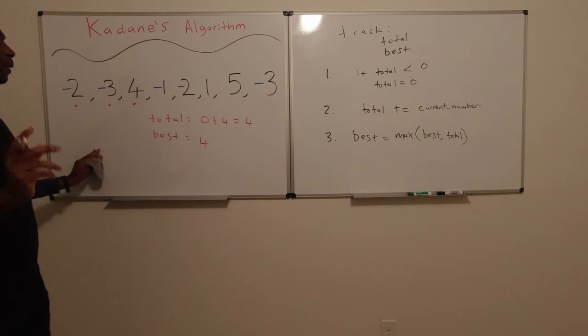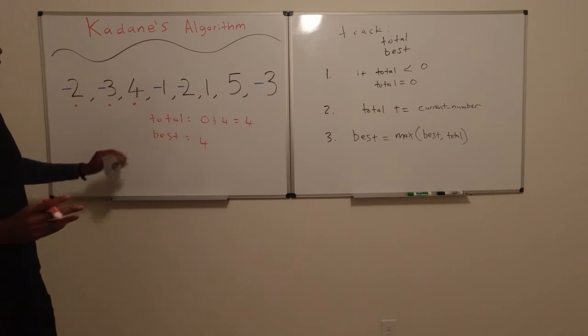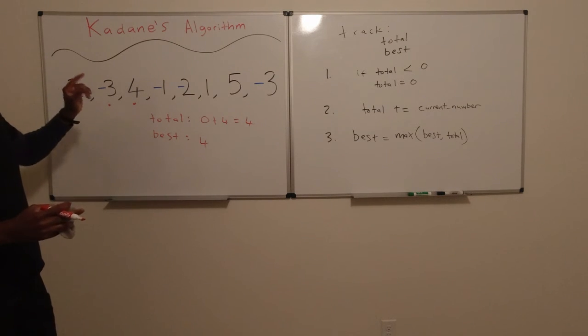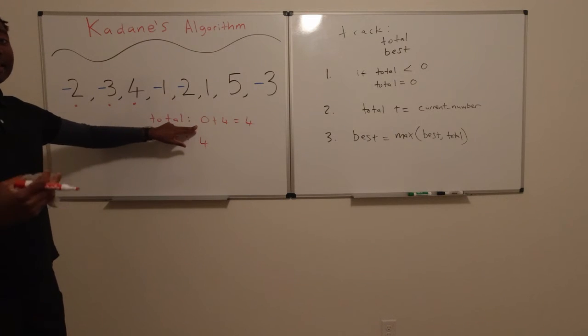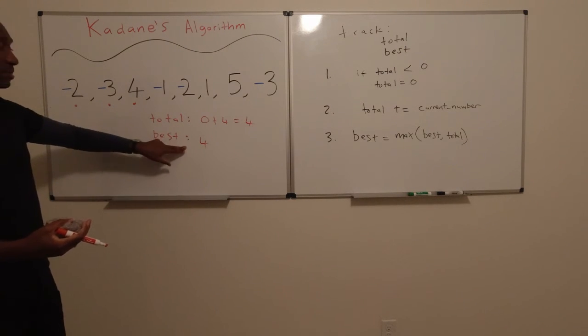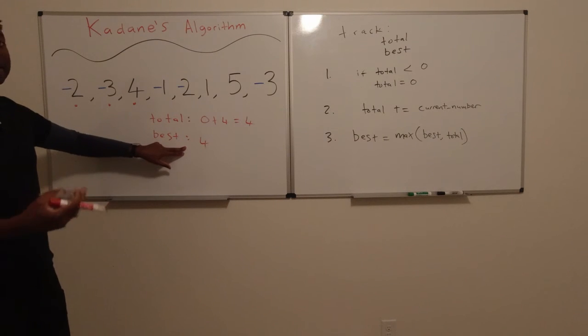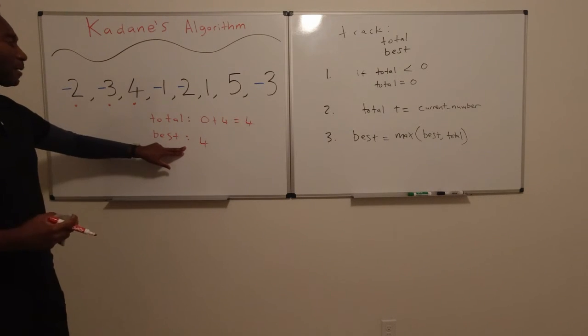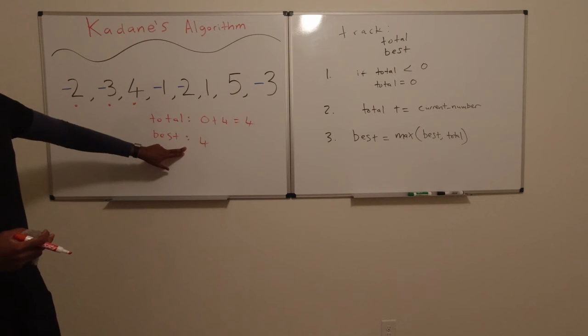And by the way, do keep in mind one thing I want to chime in here: whenever your total is 0, that indicates the beginning of a subarray. And then whenever you update your best, that indicates the end of a subarray. So keep that in mind. Right, let's move on to the next number.